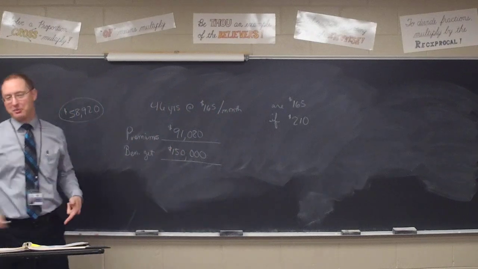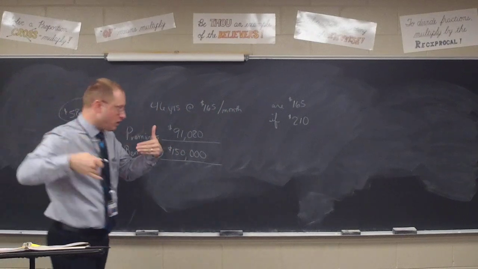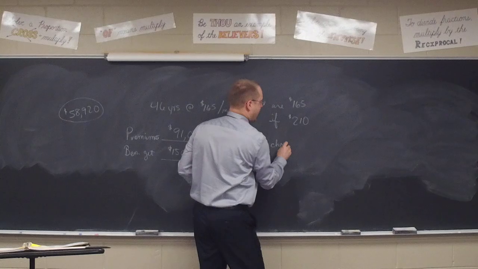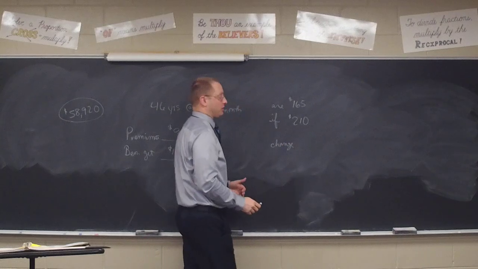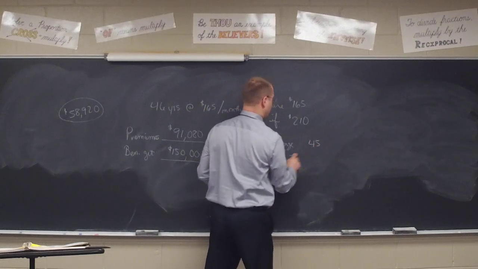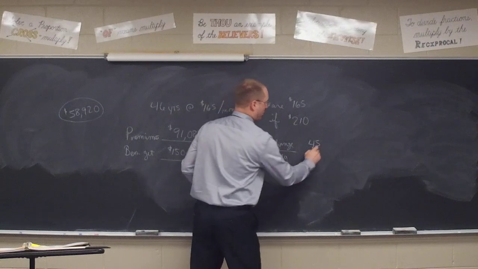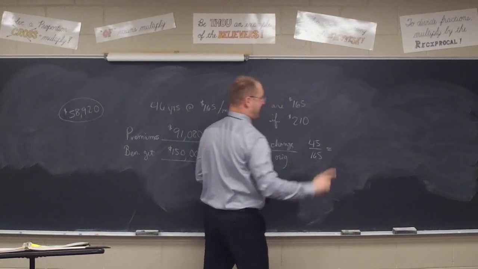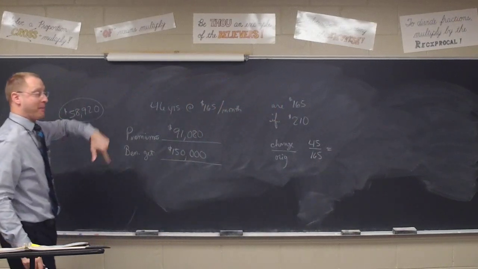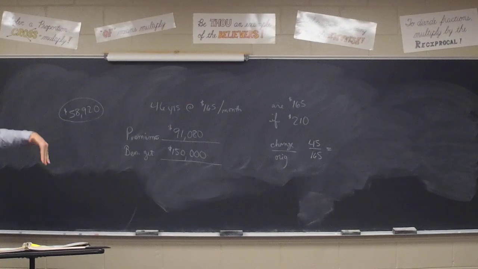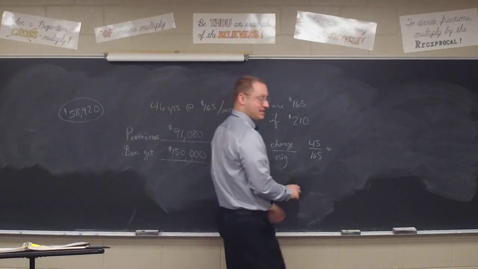Class, how do I find percent of increase? Change over original. All right, so here's the question. What's the change in the premium if you're a tobacco user? $45. What's the original? 165. Divide that. Now remember, top divided by bottom. 45 divided by 165 gives you a decimal. What's that decimal number, Ben?